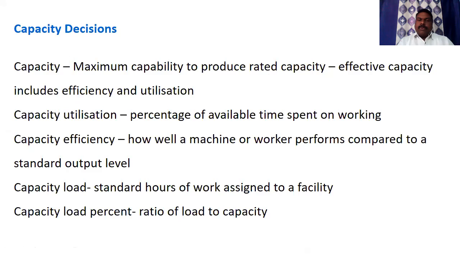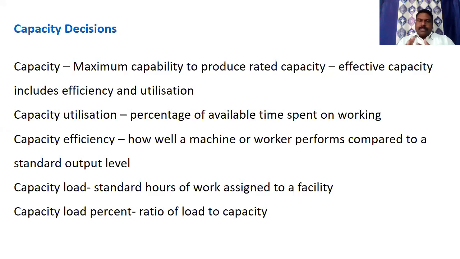Capacity utilization is the percentage of available time spent working, the working hours. Capacity efficiency is how well a machine or a worker performs compared to a standard output level. So we have to match the standards, for example a machine works for 2 hours, then a 10 minute break, and again it starts.